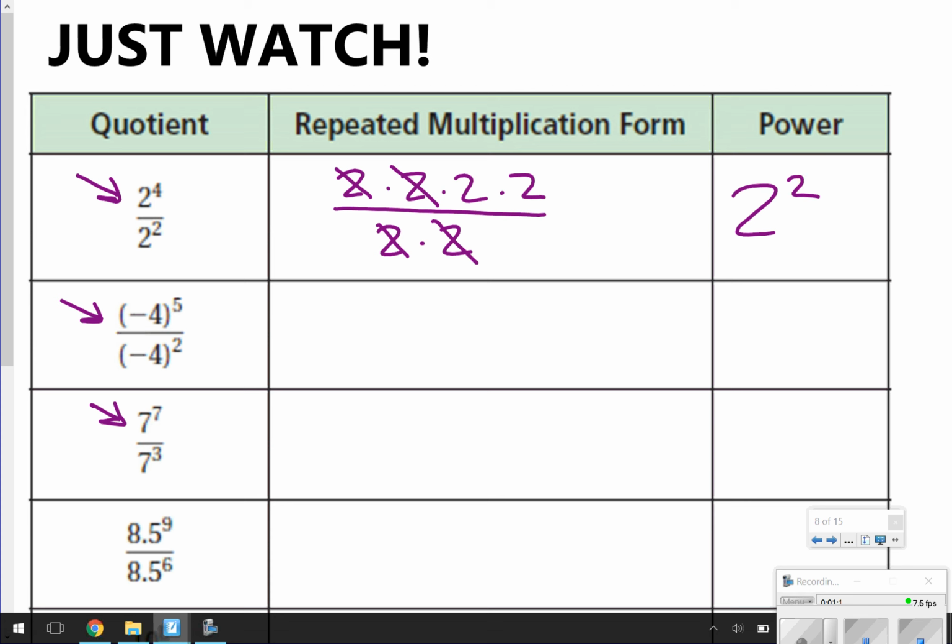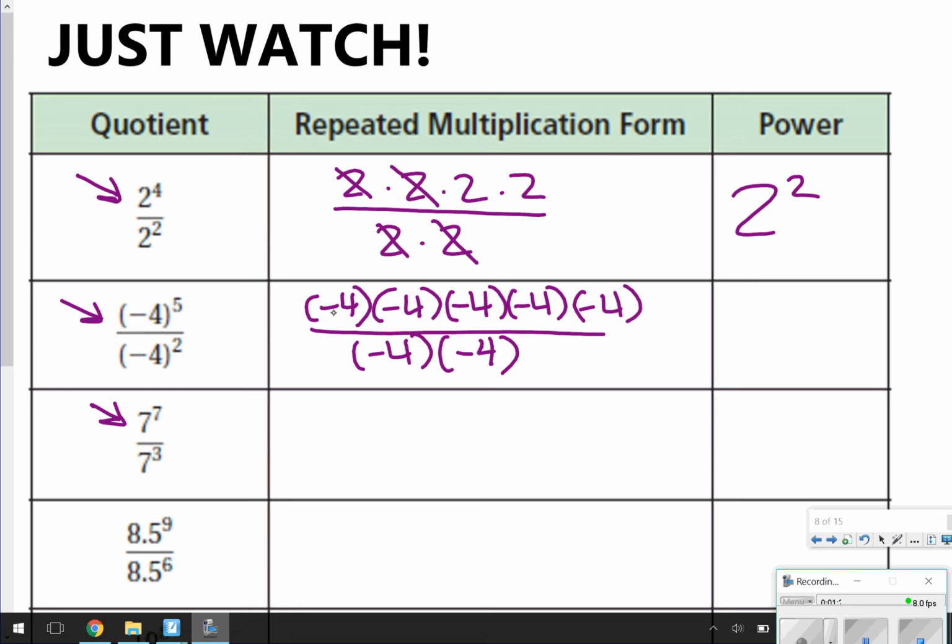Let's look at this one. Negative 4 to the 5th power over negative 4 to the 2nd. This is what that looks like. Here I have 5 negative 4's on the top and 2 negative 4's on the bottom, exactly what the fraction said. Like I did in the first example, I can take 1 off the top and 1 off the bottom. All that's left are 3 negative 4's, so negative 4 to the 5th power over negative 4 to the 2nd power is equal to negative 4 to the 3rd power.